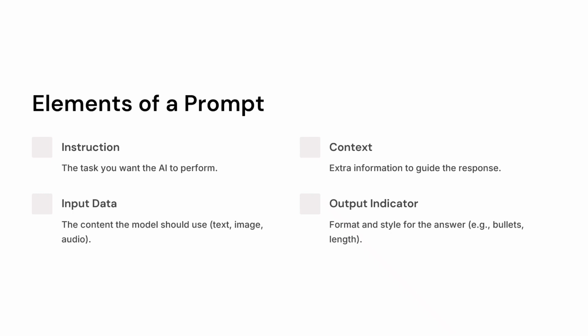The third is input data, which basically is in text or image or any audio. Suppose we want to summarize a paragraph, so the actual paragraph which we provide is the input data. And fourth is the output indicator, which basically tells in what format we want the output. That is in bullet points, the length of the paragraph, or if we want it in JSON form. That all is controlled by the output indicator.